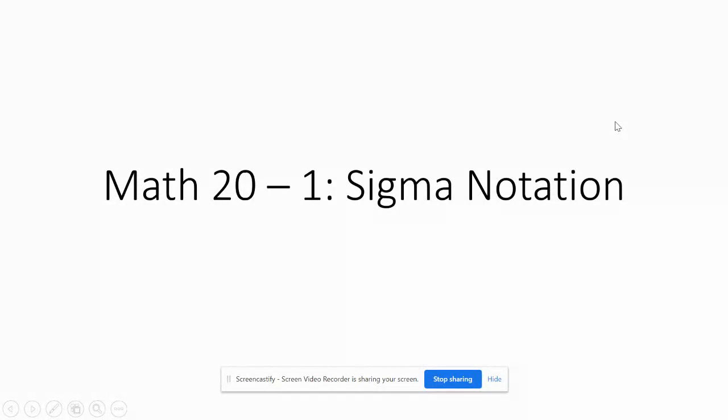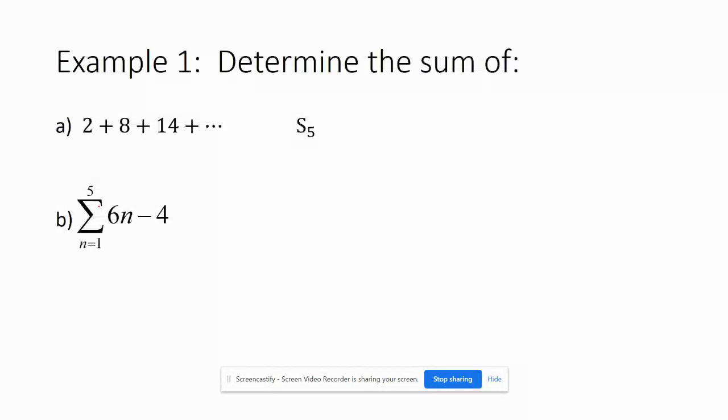Now sigma, guys, is a Greek letter. What you see over here, this weird looking E, is the Greek letter sigma. We'll cover what it means in a second. For example 1, determine the sum of 2 plus 8 plus 14 plus ... and we want to figure out S5.